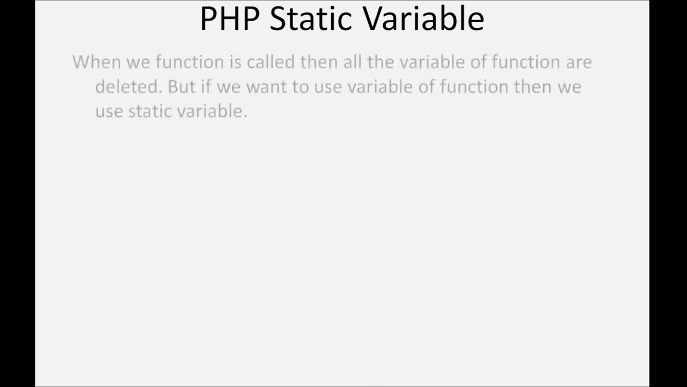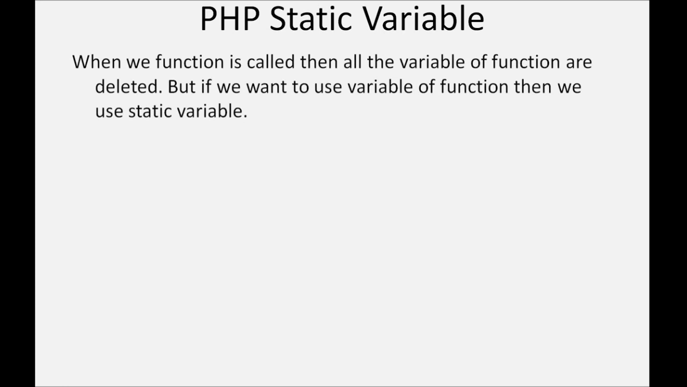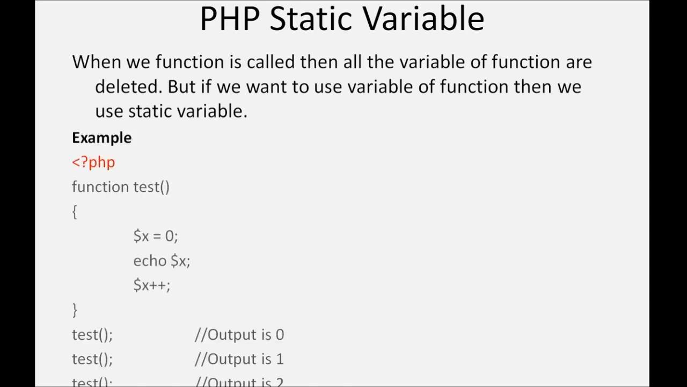And last is static variable. When the function is called, then all the variables of the function are deleted. But if we want to keep a variable of the function, then we use a static variable. In this example, first call will produce 0, second will produce 1 and last function call will produce 2.